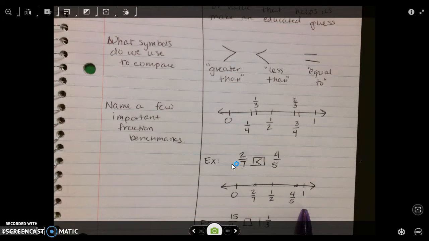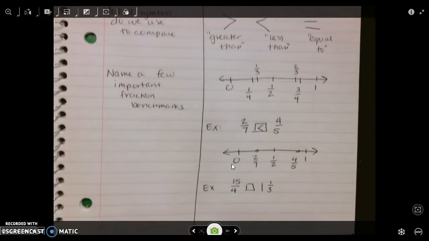When I'm looking at where I got them graphed on my number line, I'm seeing that I have 2/7 farther on the left and 4/5 farther on the right. So that tells me whatever's farther on the right is the greater number, so I put that symbol in there. And I read this as 2/7 is less than 4/5.